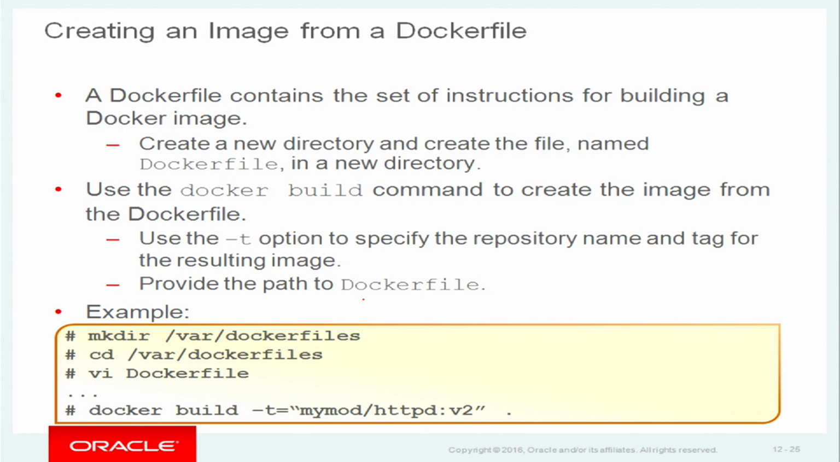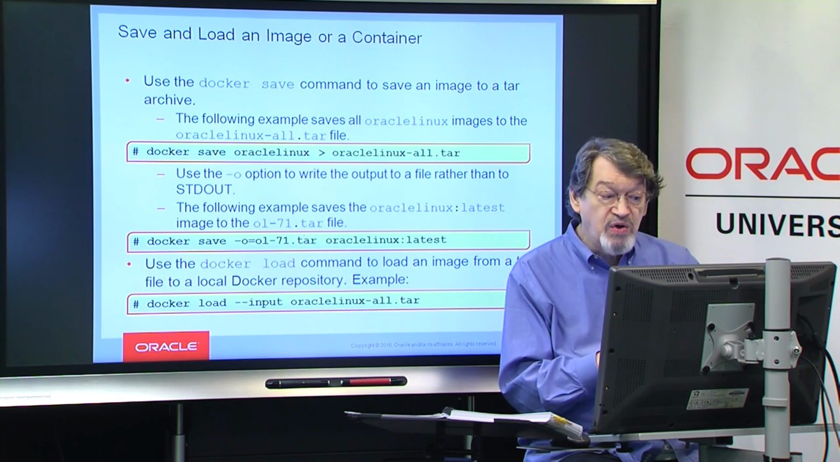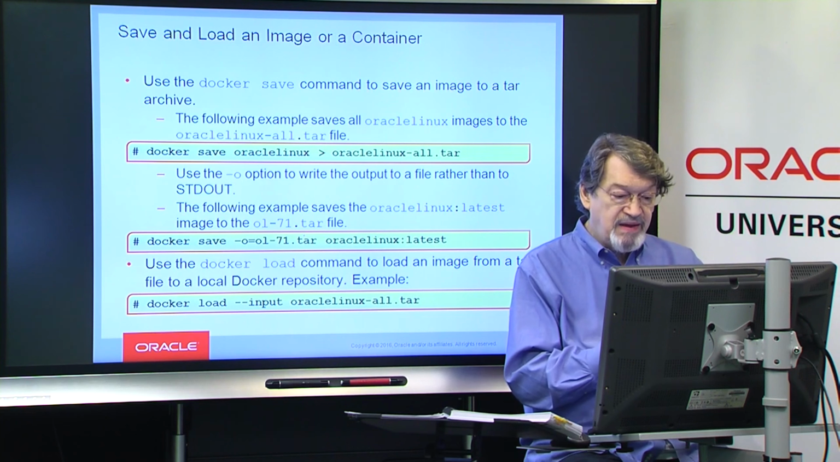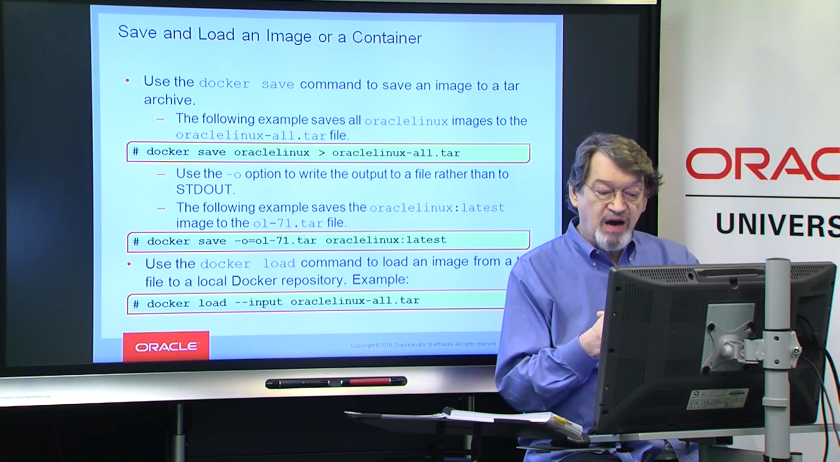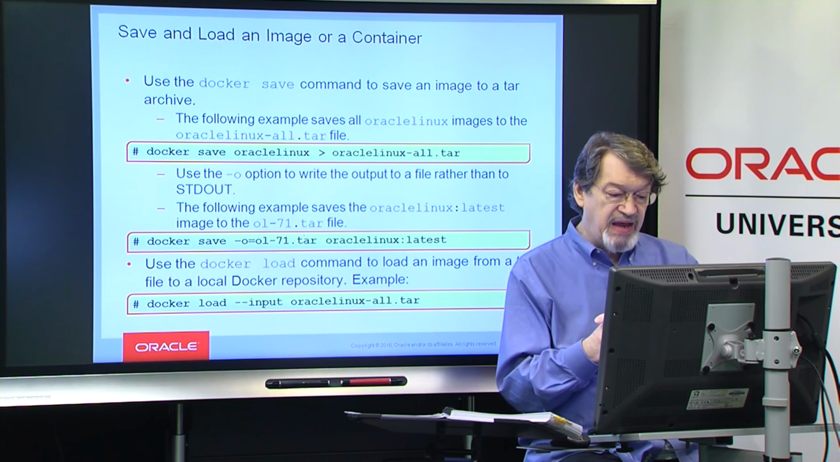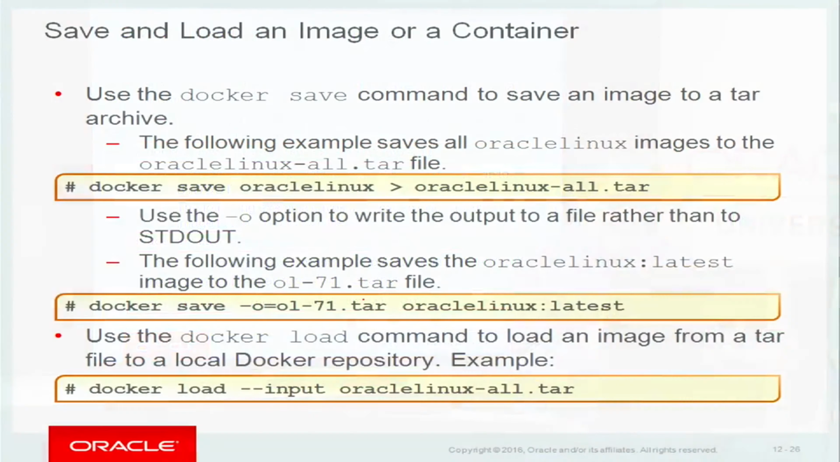Use the Docker build command. Use the -t option to specify the repository name and tag, and then provide the path to the Docker file. I can save, I can load, okay? And so we put the save file into a tape archive format, okay? You can use the -o option in the command to write the output to a file rather than to standard out.